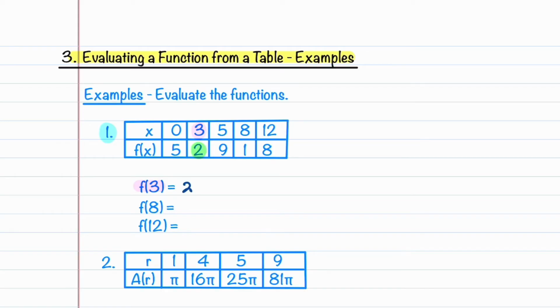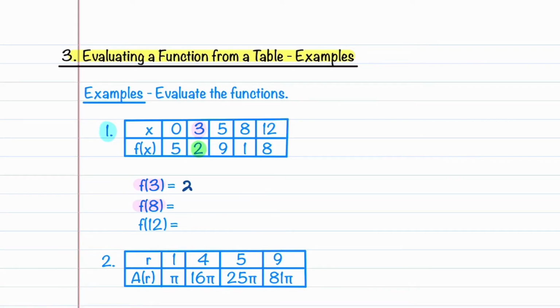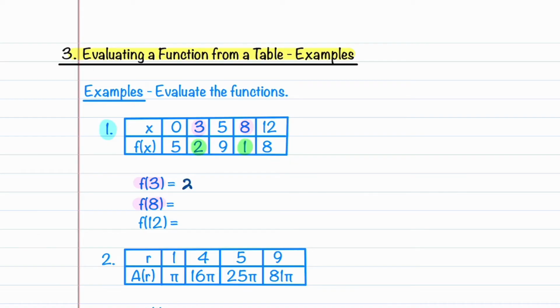To evaluate f of 8, we do the same thing. We go up and we find 8 in our table, and we see what the corresponding f of x is. It's equal to 1, so f of 8 is equal to 1. Lastly, let's evaluate f of 12. We go up to our table, find 12, and we see that the corresponding f of x value is equal to 8, so f of 12 is equal to 8.